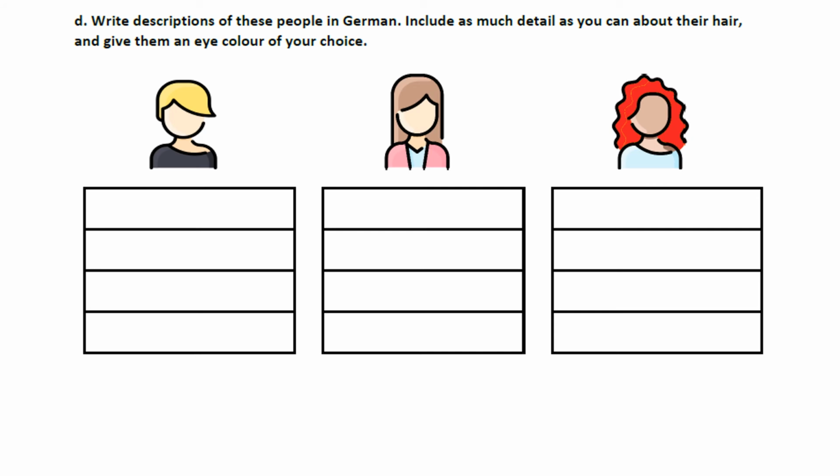Okay? So you need to write descriptions about them, give as much detail as you can about their hair, and give them an eye colour of your choice. So if you could write this in your booklets, you've got some space there to write it down. If you could use either er hat or sie hat, so er hat is he has and sie hat is she has. I don't mind, you could use either for any of them really, it's totally fine. And then just give the description of what they look like.